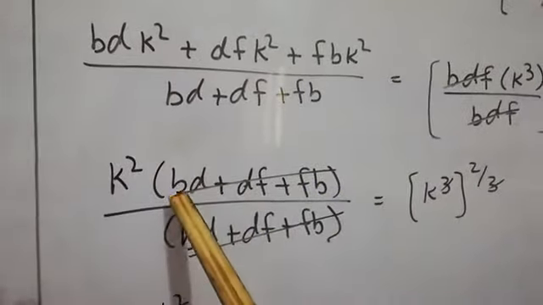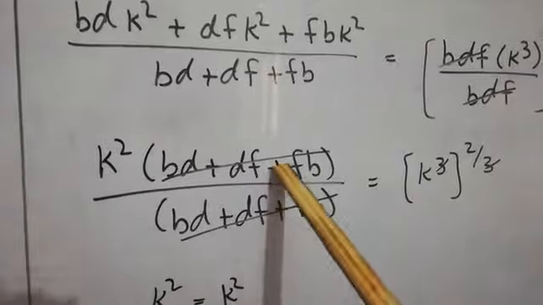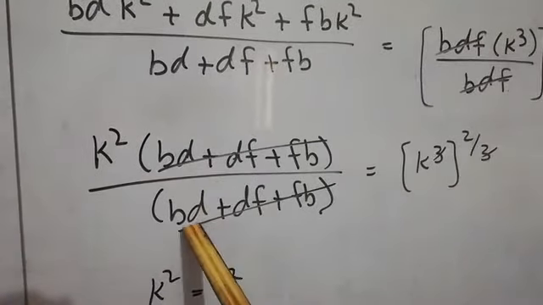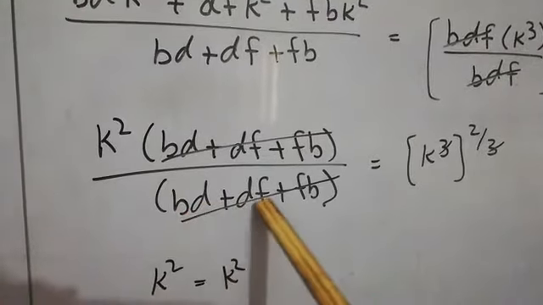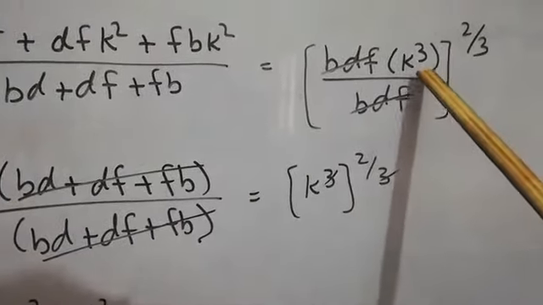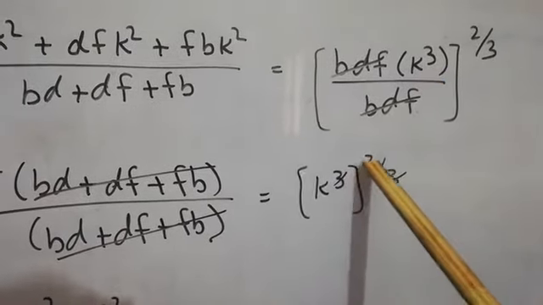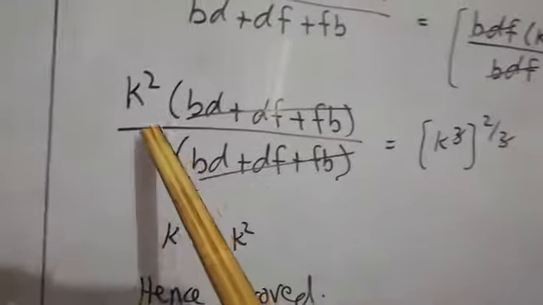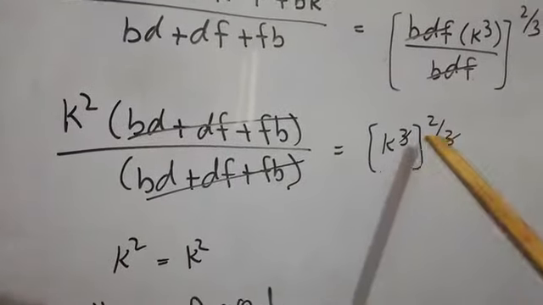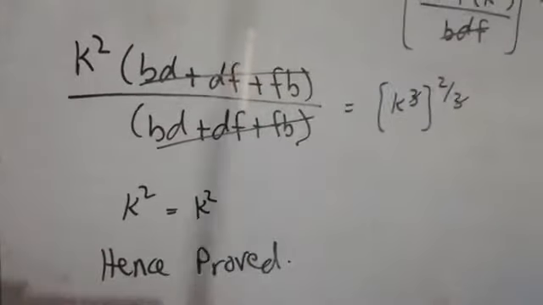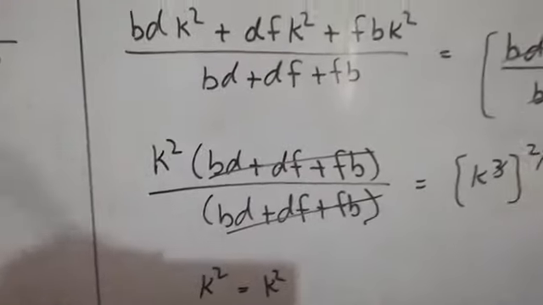BDF will be cancelled here, and here we will take K square as common. We will get BD plus DF plus FB, and it will be cancelled with the denominator value which is also equal to BD plus DF plus FB. And here my dear students, you can see that we have K cube raised to power 2 by 3, so 3 will be cancelled by cube. Here we will get K square and also K square, both values are equal, so hence we proved. This is the end of exercise 3.6.